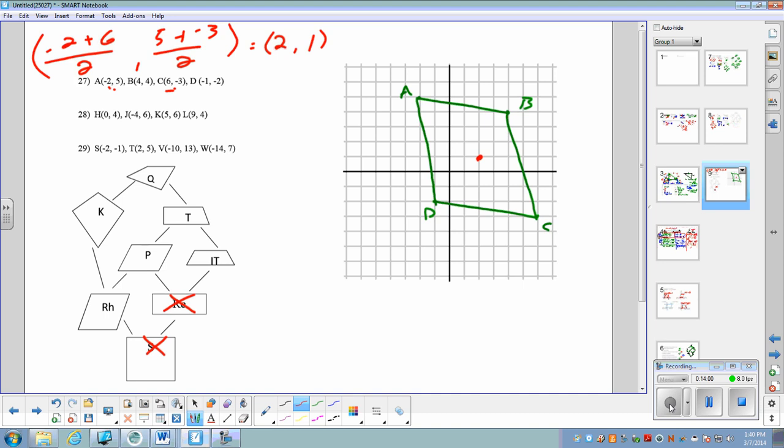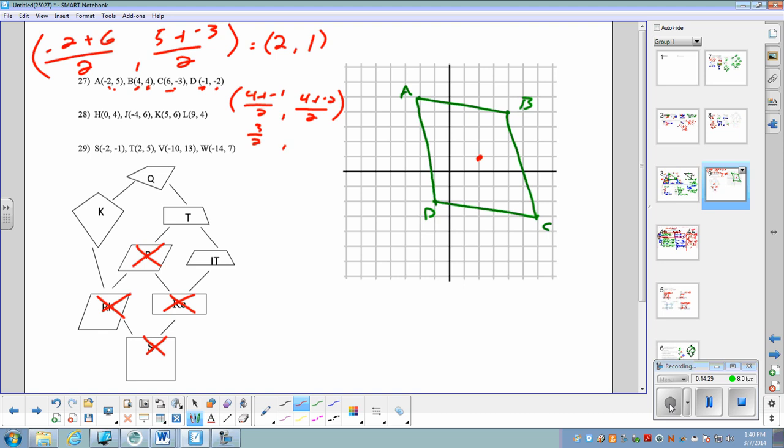Now let's check out the midpoint of BD. So the midpoint of BD, we're going to go 4 plus -1 divided by 2, and 4 plus -2 divided by 2. And 4 minus 1 is 3 over 2. It is not going to be the same midpoint as this. So we know that 27 rather is not a parallelogram, which means it's not going to be anything below it.